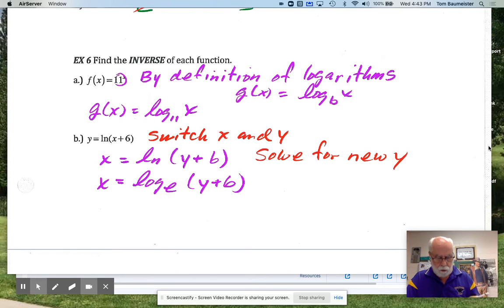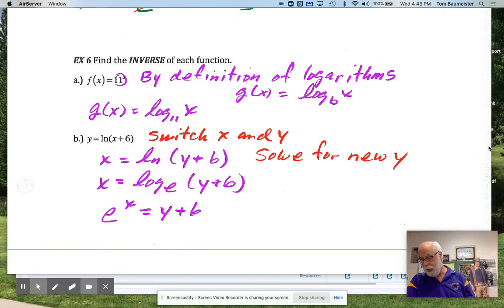Okay, so again, remember this base raised to this power equals this. I'll say it one more time. This base raised to this power equals this. So e raised to the x power is equal to y plus 6.